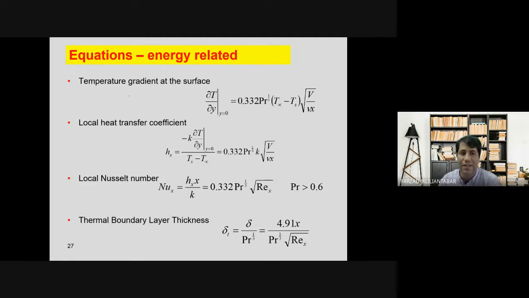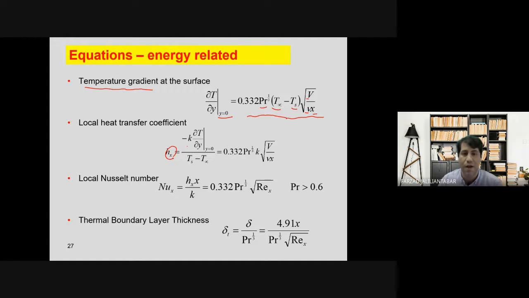And the energy related equation about the temperature and so on can be like this. The temperature gradient on the surface: here, the partial of temperature with respect to y at y equal to 0, meaning on the surface, will be like this. This is the temperature gradient. Maybe in the question you need to calculate it. It depends on T infinity, Ts, V, nu, x, and Prandtl. Then the local heat transfer coefficient, Hx, is a very important parameter.